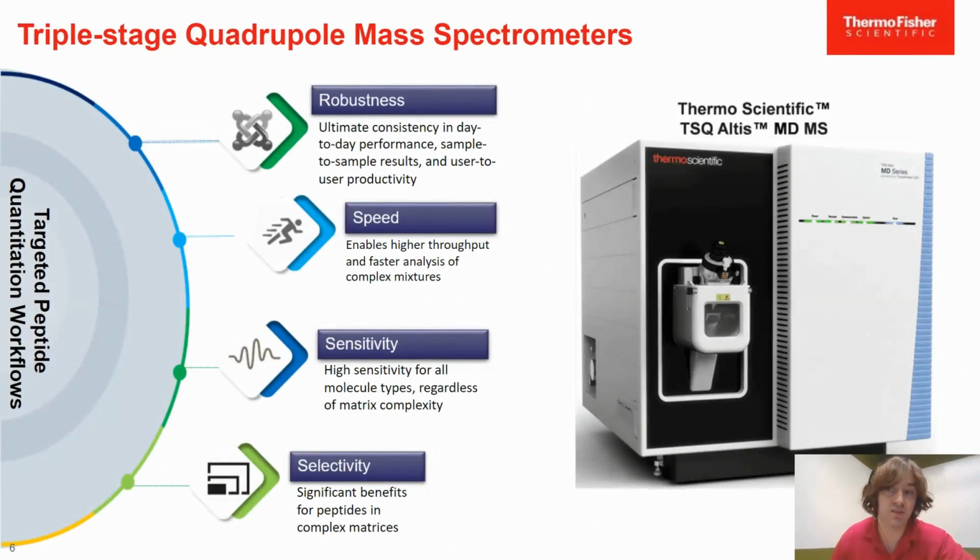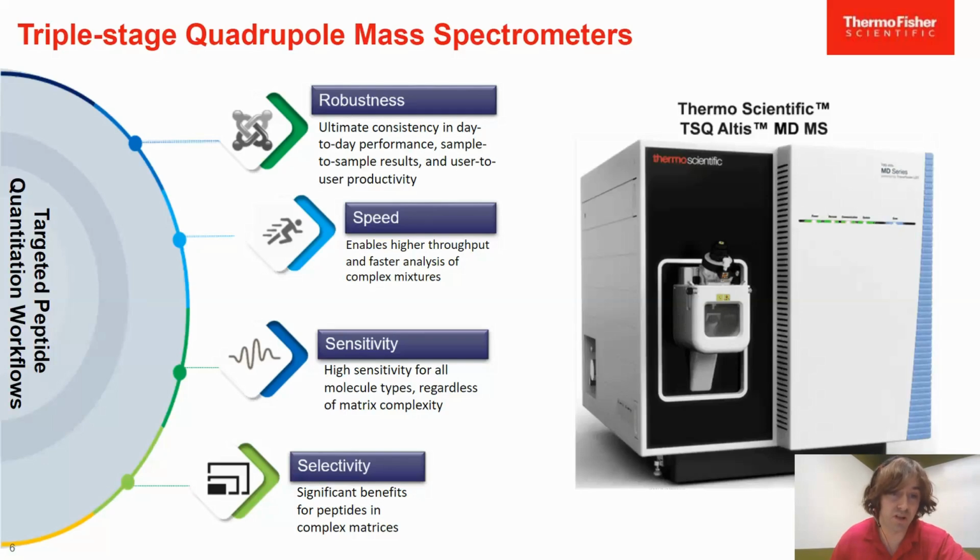So although bottom-up protein quantitation can be carried out using high-resolution accurate mass spectrometers, higher sensitivity may be achieved using triple-stage quadrupole mass spectrometers. These provide robustness with ultimate consistency in day-to-day performance, sample-to-sample results, and user-to-user productivity. They're also very fast, which enables high throughput and faster analysis of complex mixtures. And they're very sensitive, with high sensitivity for all molecule types, regardless of matrix complexity. They also provide high selectivity, which brings significant benefits for peptides in complex matrices.